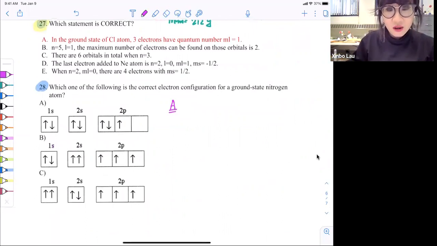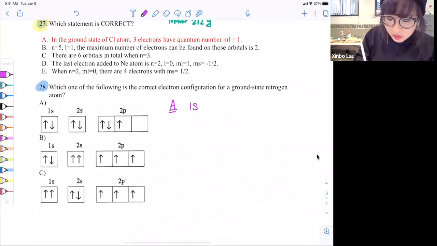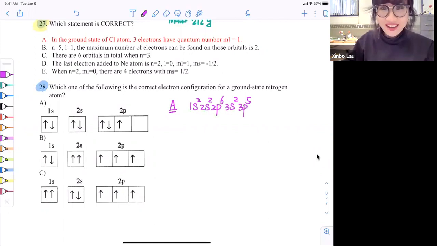For the ground state chlorine atom, let's start by drawing its electron configuration. That's what we need to understand, to do our observations and find out if this answer is true. It says 3 electrons will have quantum number m sub L equals 1. What does that mean? m sub L is about orientations. So what does it mean that the m sub L value equals 1?